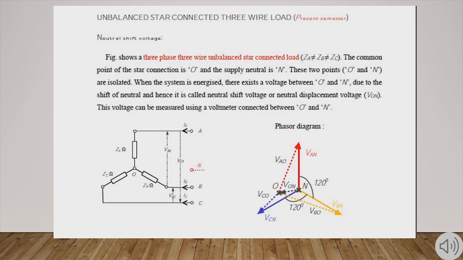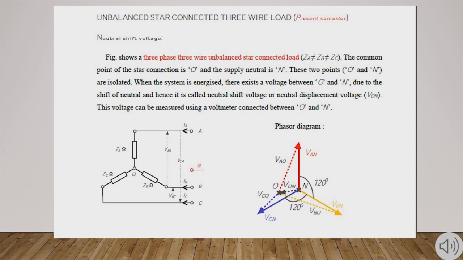Unbalanced star connected three-wire load. Neutral shift voltage. The figure shows a three-phase three-wire unbalanced star connected load, ZA not equal to ZB not equal to ZC. The common point of the star connection is O and the supply neutral is N. These two points O and N are isolated.